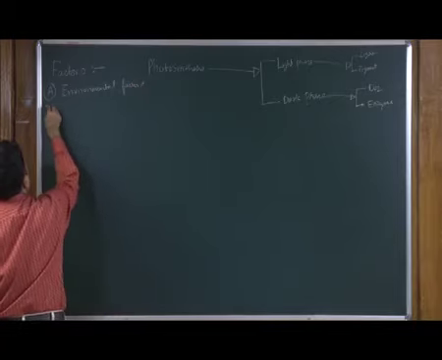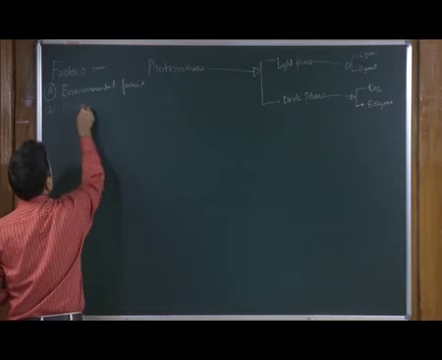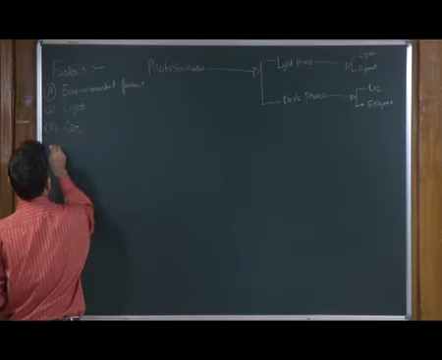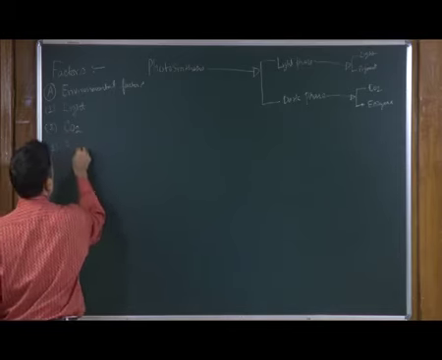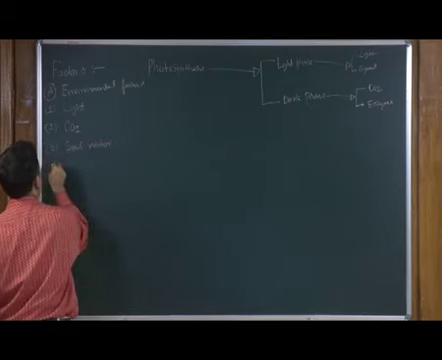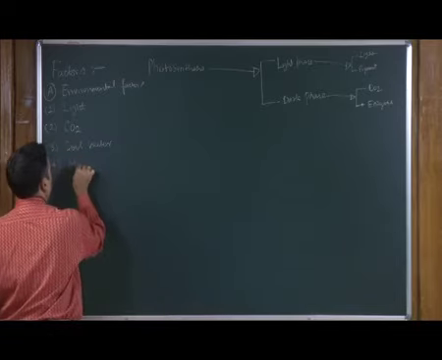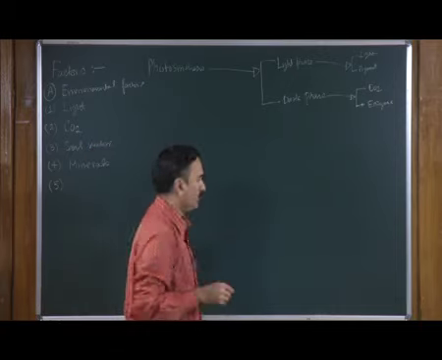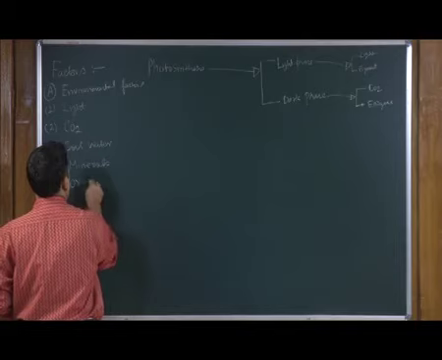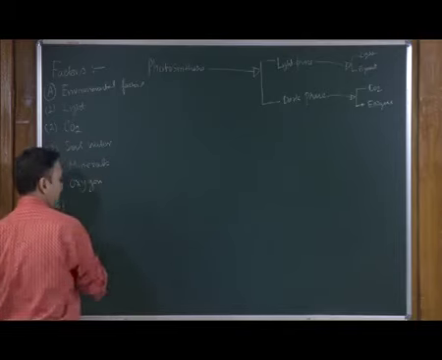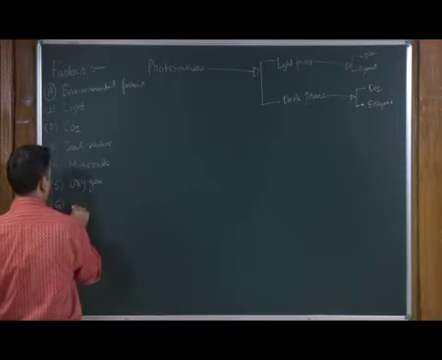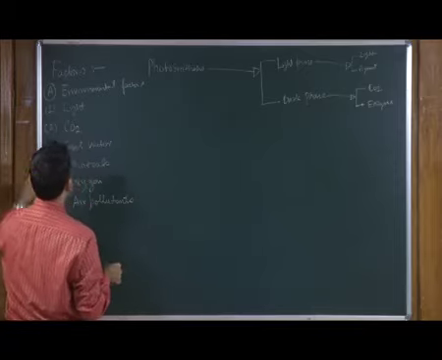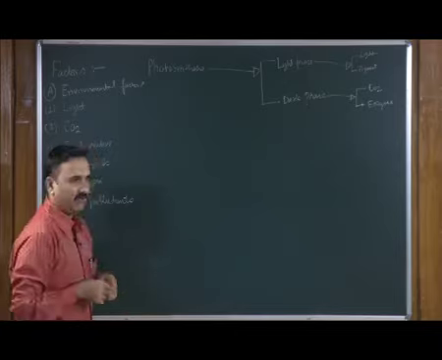within the environmental factor, what are the factors? As I said, light, number two the carbon dioxide, number three the soil water, number four the minerals, number five the oxygen, number six the air pollutants. Okay. So, these are the factors which are within the category of environmental factors.